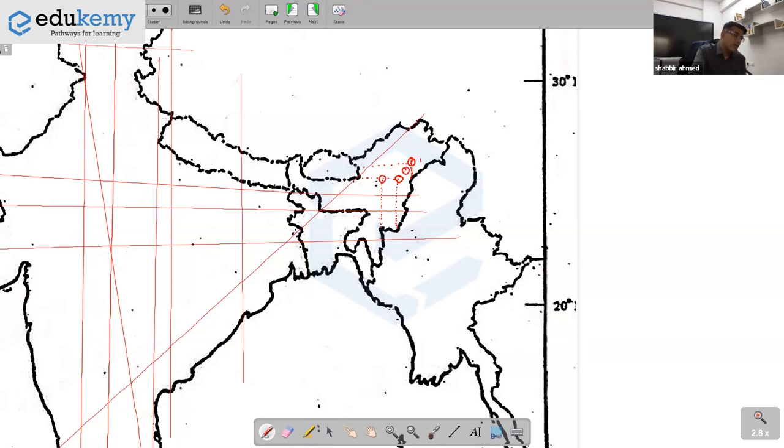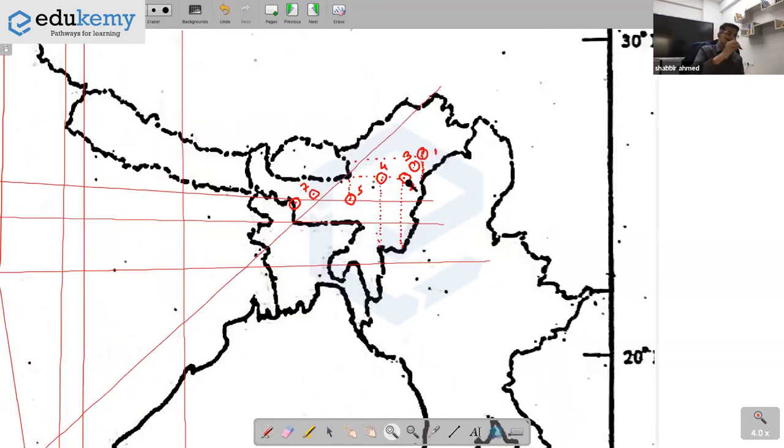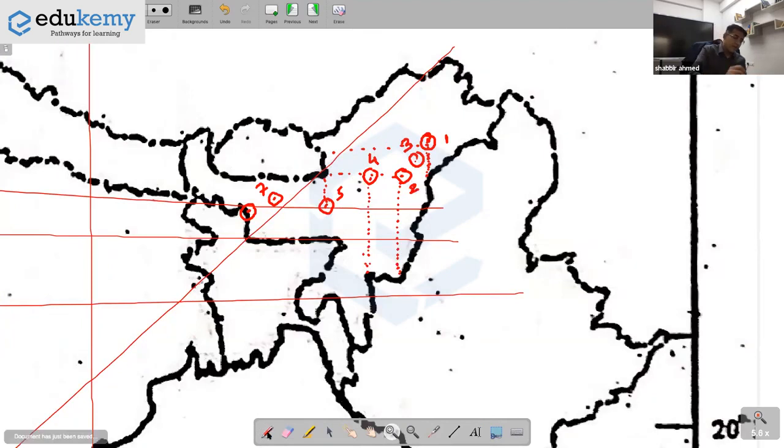What is one? What is two? What is three? What is four? Drop down here. What is five? What is six here? Maybe somewhere here is seven. Tell me. Along with the rivers, I am helping you practice some of the places also. Okay, so what is one?